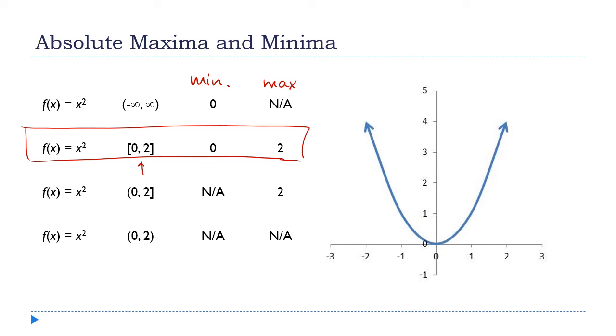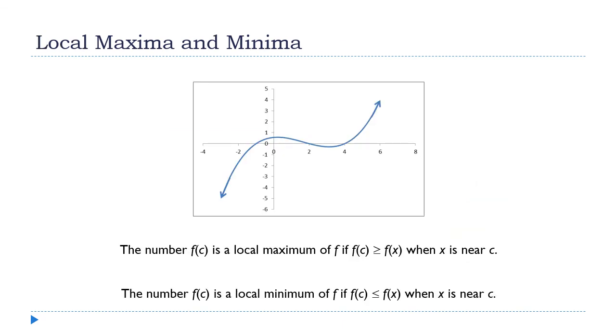And just like I was talking about on the last slide, it can happen that an absolute maximum and minimum occurs, right? Take this case. That's an unbounded interval, and we did have a minimum. It can happen in other situations. I just can't be guaranteed that it will. Okay, so that's absolute maximum and minimum.